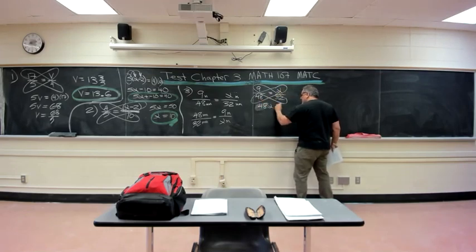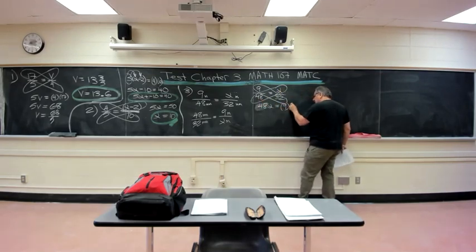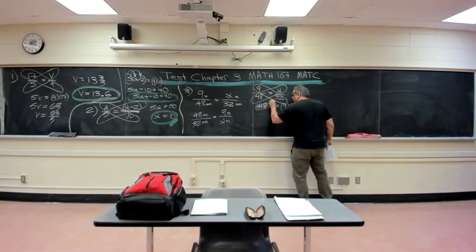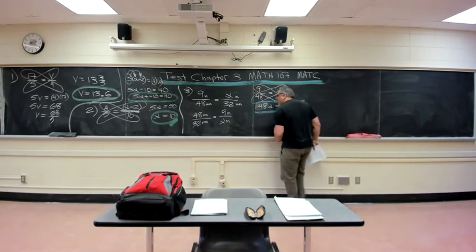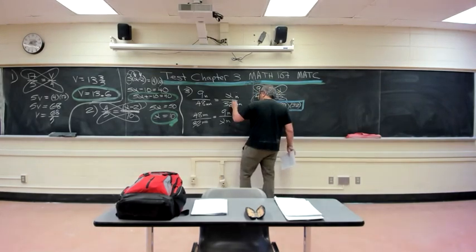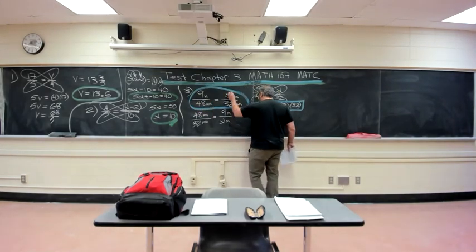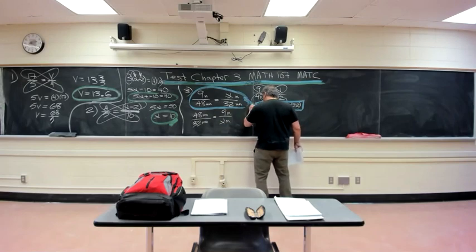48 times x equals 9 times 32. I may not want to multiply it out yet. I just want to look at where it's at. Well, I got this right from this one. Right from this one I got it. I got it right there.